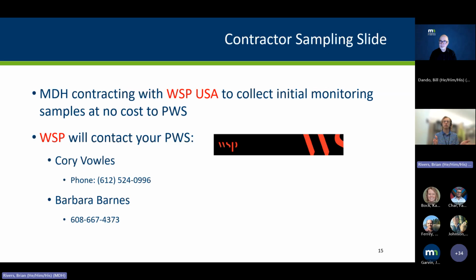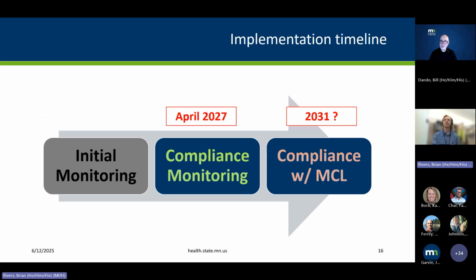But the upside is that every single public water supply will have those monitoring requirements met by 2027. So if a system reaches out to you and asks, we heard about some contractor and they claim to be working with MDH and it's WSP, you can reassure them that that's not a scam, they are truly working with us. And they can contact either Corey or Barbara with those numbers listed on the page here.